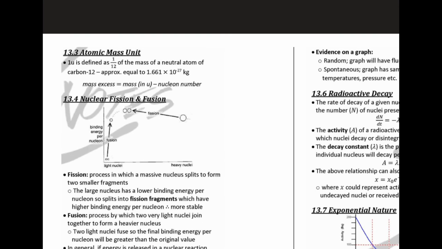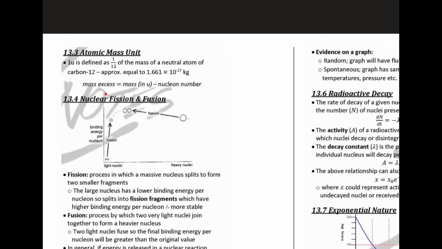Okay, over here, atomic mass unit. This one should not be too hard. It is about u. So 1 u is defined as 1 over 12 of the mass of a neutral atom of carbon-12, approximately equal to 1.661 times 10 to the power negative 27 kg. So this is how heavy 1 u is. 1 u, this is the mass. And 1 u is 1 over 12 of the mass of carbon-12.